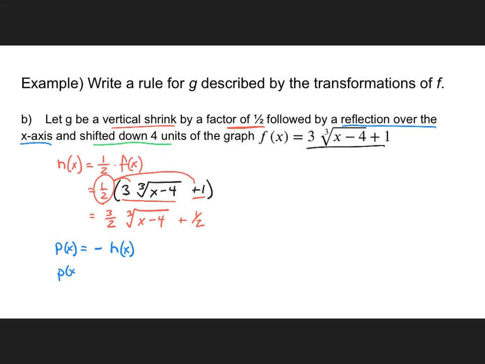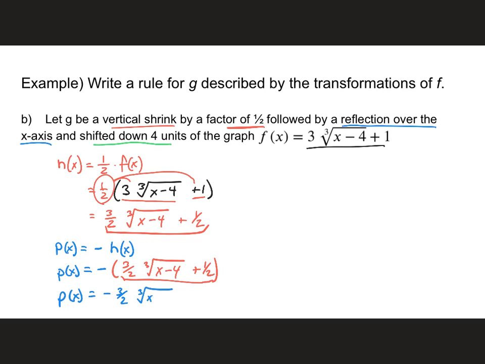That means that p of x is equal to negative, and then I need to write out my h of x function. What's h of x? That's 3 over 2 times the third root of x minus 4 plus 1/2. It's this whole function that I'm putting inside the parentheses. So now I just have to distribute through my negative sign, and I know p of x is equal to negative 3 over 2 times the third root of x minus 4. Be careful, minus 1/2. Okay, very good. That gets me the p of x function.